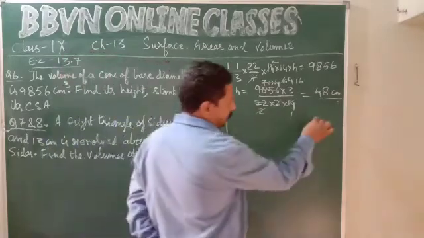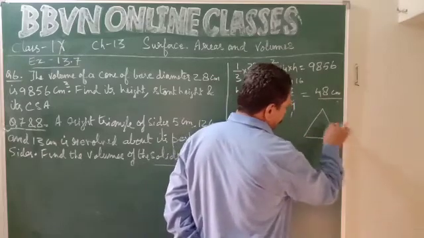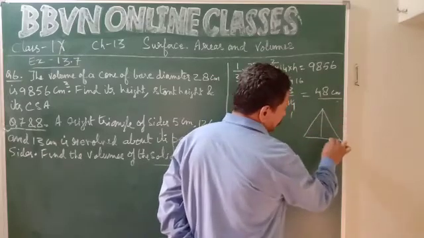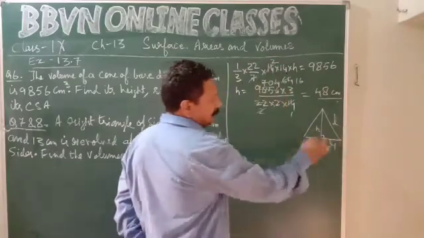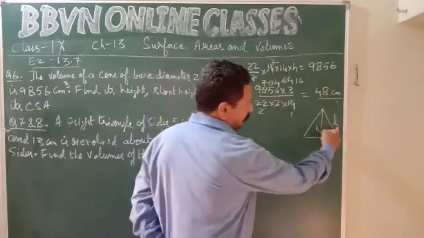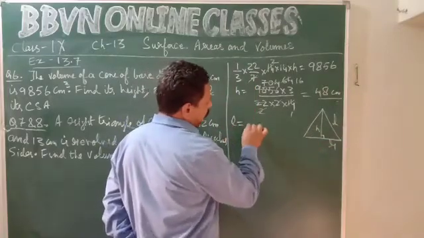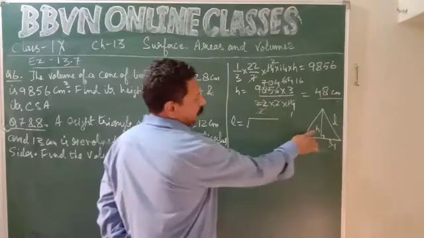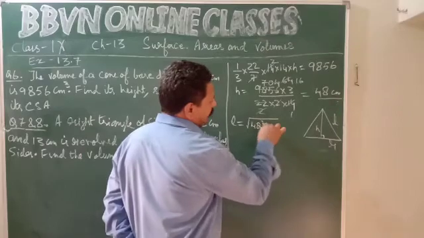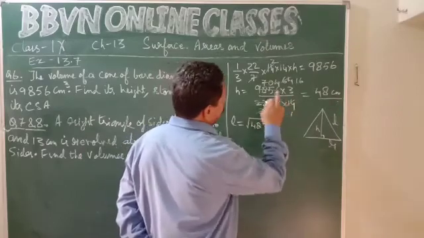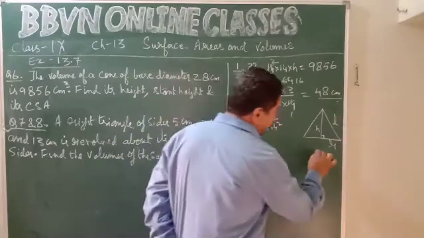Now you see, if you have a cone, this is height, this is radius, this is the slant height. Now this forms a right angle triangle, so we can find L by using Pythagoras, right? So slant height L equal to under root h square plus r square, that is 48 square plus r is 14 square.